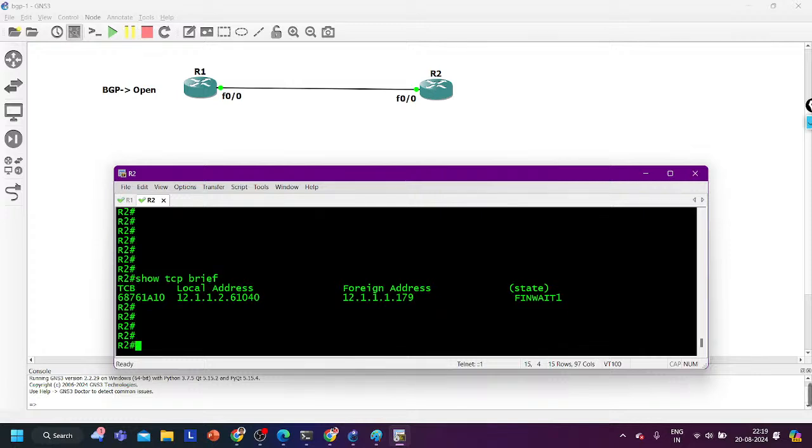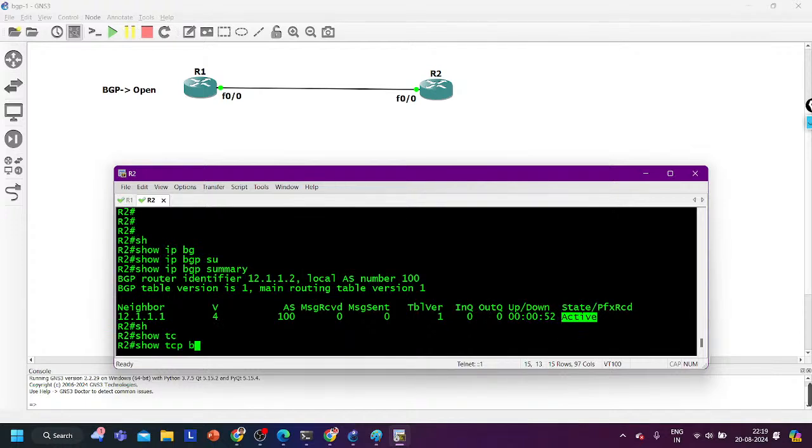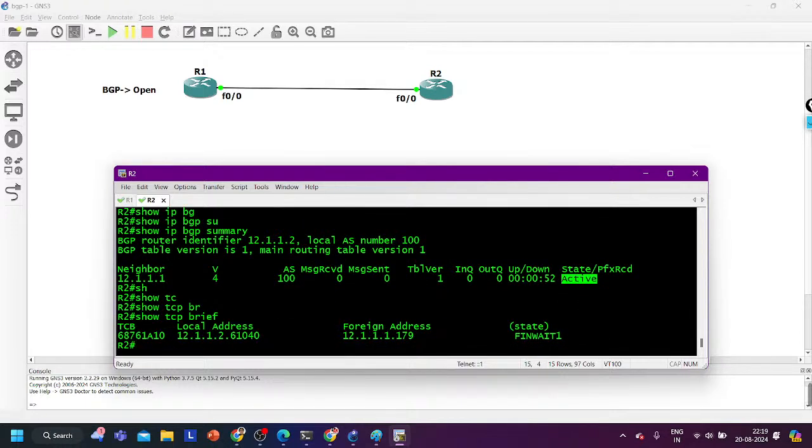FinWait, okay. Now see BGP neighborship. Show IP BGP summary. The neighbor is Active. That means there is some issue. Most of the time in real time you will see the neighbor is Active and you will be troubleshooting this issue. How will you troubleshoot, guys? Simply you will check the TCP table. There is no connection established.